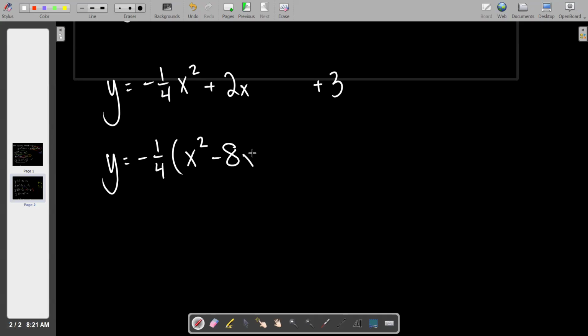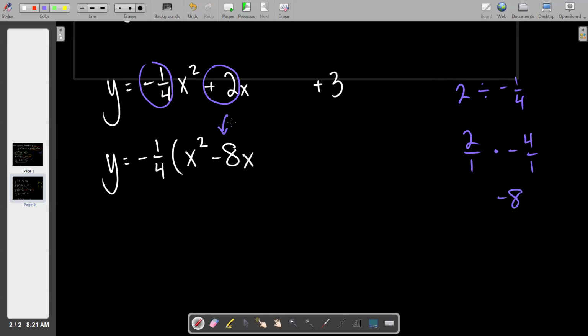Because it is a positive 2 being divided by a negative 1/4, and a positive 2 being divided by a negative 1/4 is a positive 2 over 1 being multiplied by a negative 4 over 1. And that's negative 8. And that's what goes right there. Bam. And then I leave my space, copy down Mr. Timeout, and the algorithm continues.